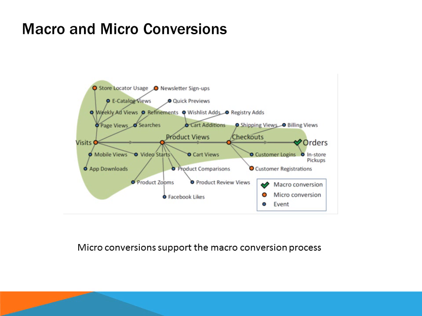So this is a really cool graphic that I really love, showing micro conversions supporting the macro conversion process. Your macro conversion, as I said before, is orders, and then you've got your micros, which are visits, product views, checkouts. And again, if you've got an issue with orders falling short, those are some of the things you're going to take a look at to help understand what's going on.